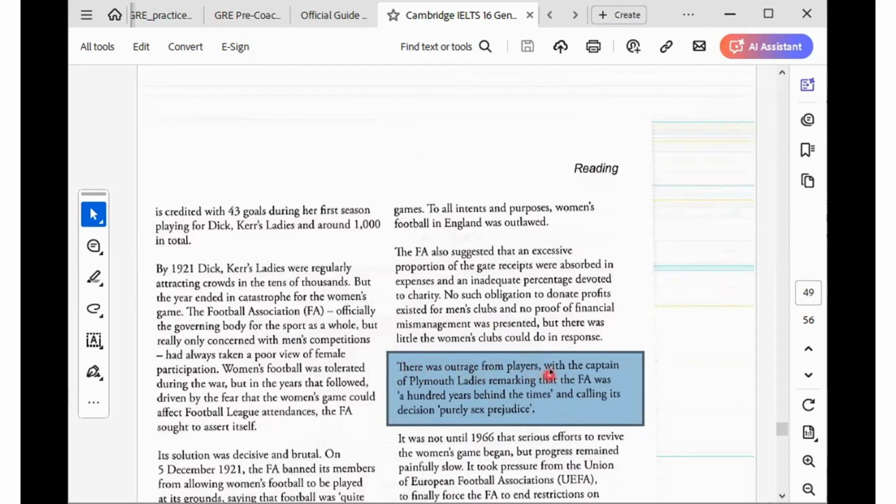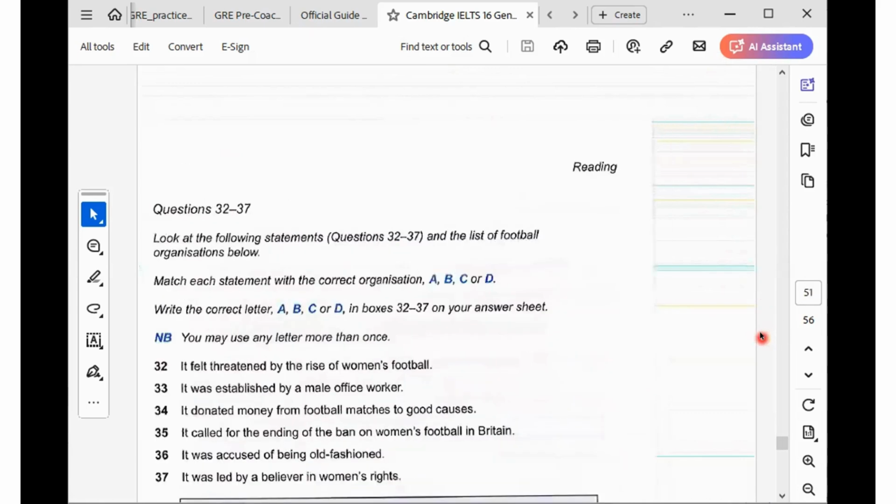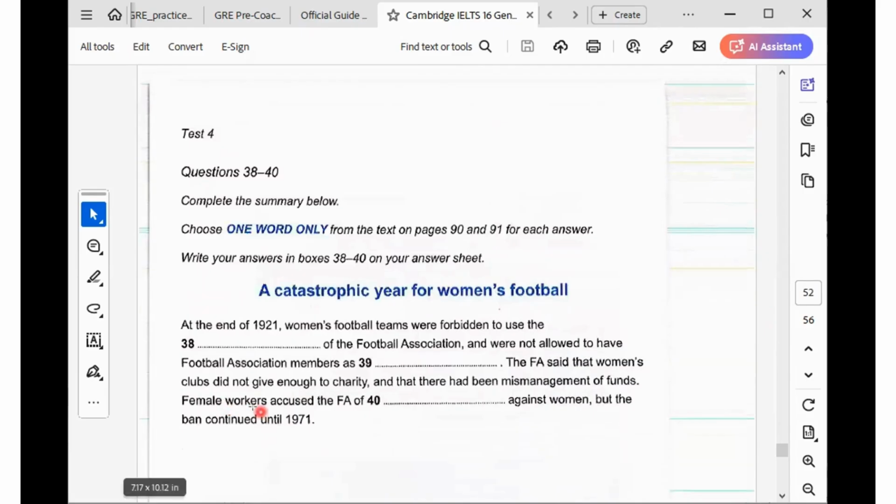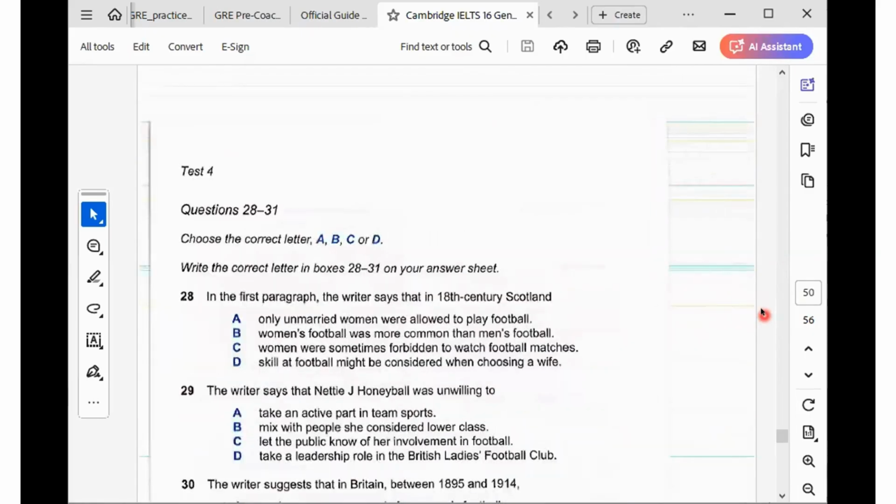There was outrage from players, with the captain of Plymouth remarking that the FA was 100 years behind the times and calling its decision purely sex prejudice. Thank you. The word is prejudice. That's the word for that gap. Female workers accused the FA of prejudice against women.